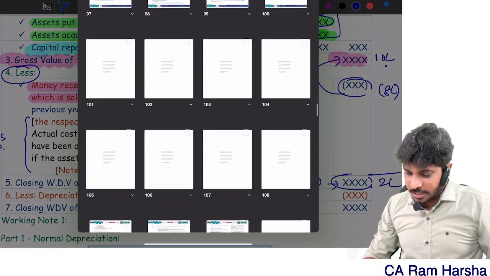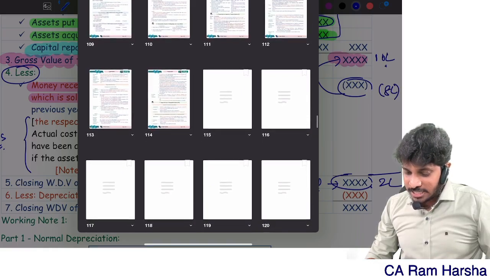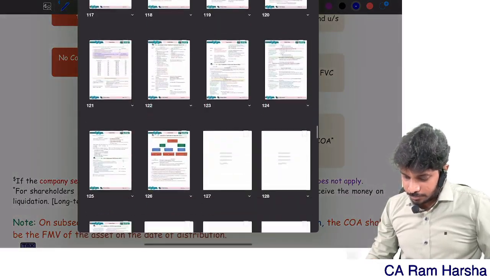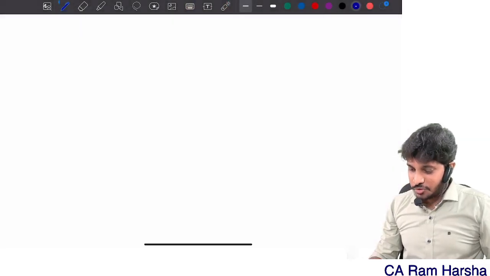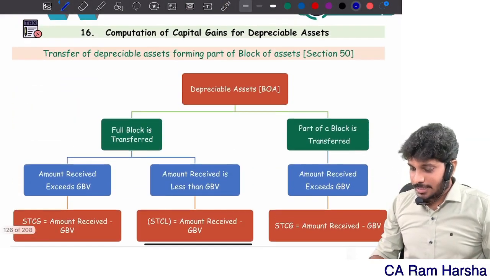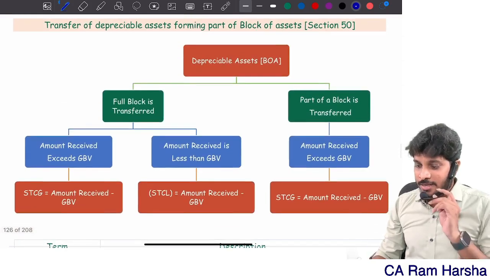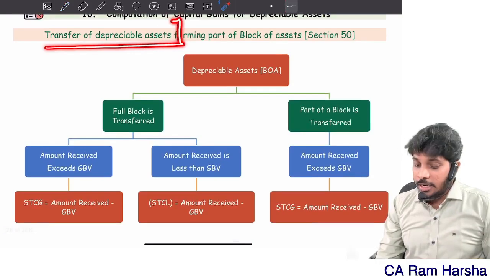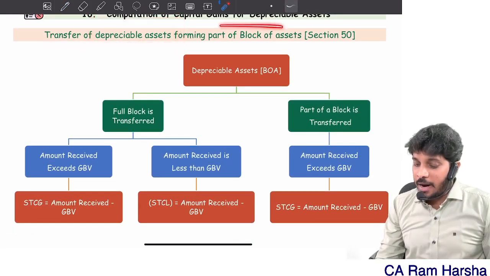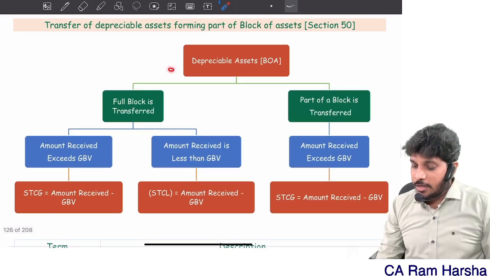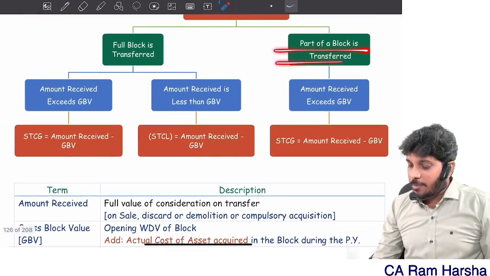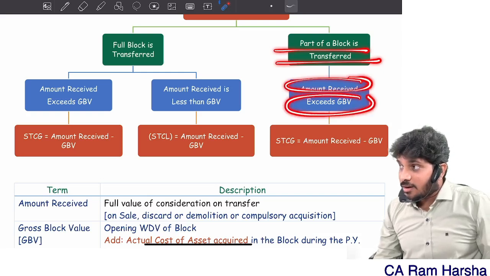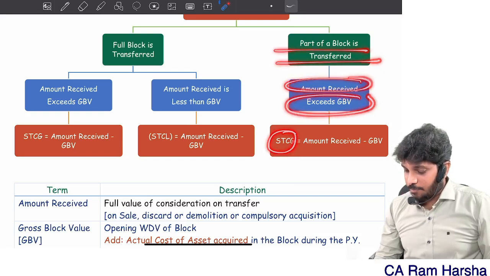Fantastic. Are you clear? The same point we even covered in the capital gains topic. I'll just show you. You see now. Section 50. What is this? Transfer of depreciable assets forming part of block. Depreciable assets. Part of a block, if amount received is more than gross block value, short-term capital gain.